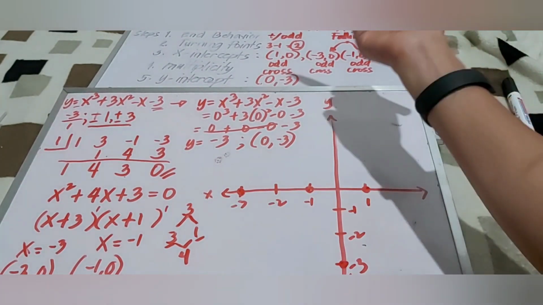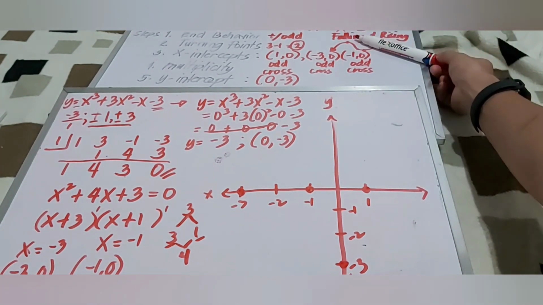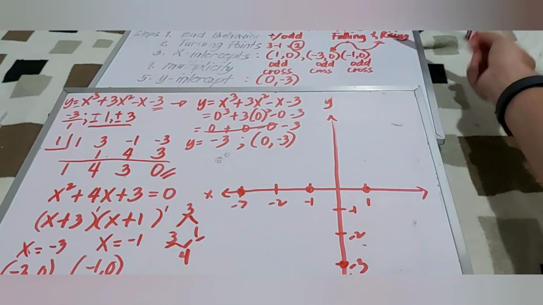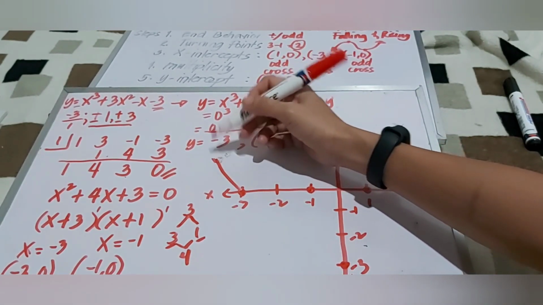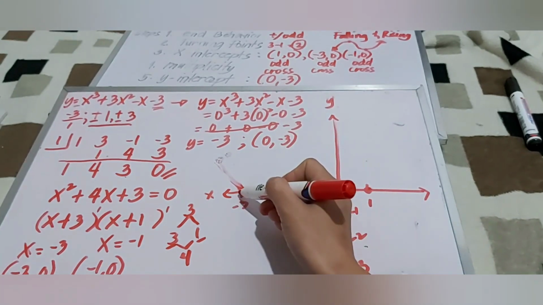Now, balikan natin yung end behavior. End behavior natin ay falling and rising. So, mula dito, sigurado tayo na tayo ay falling pala. Bababa. Falling.